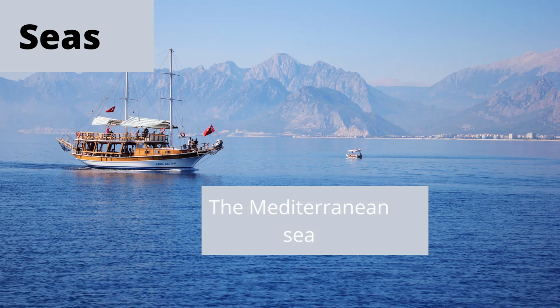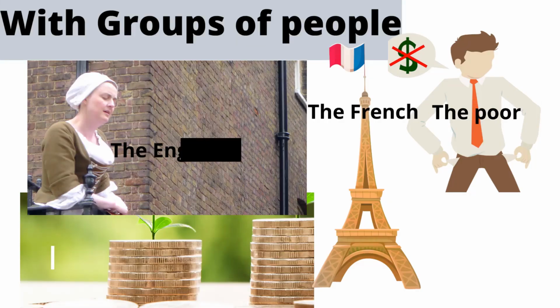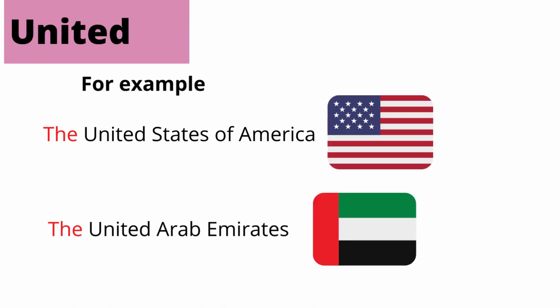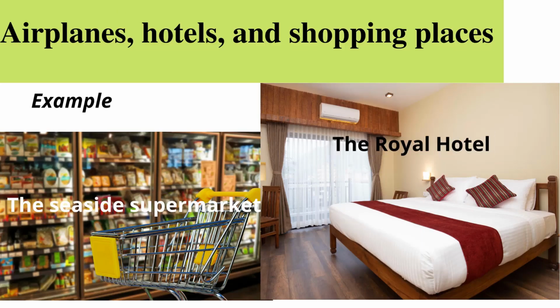And we can use it with a group, for instance, the rich, the poor, the French, the English. We can also use it with a group formed as united, like the United Kingdom, the United Arab Emirates, the United States. We can also use the article the with airplanes, hotels, and shopping places. For example, the Seaside Supermarket, the Royal Hotel.